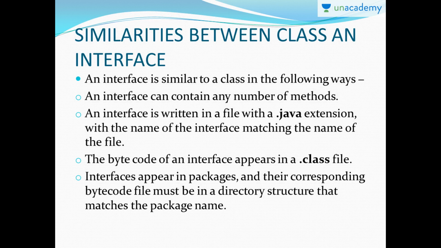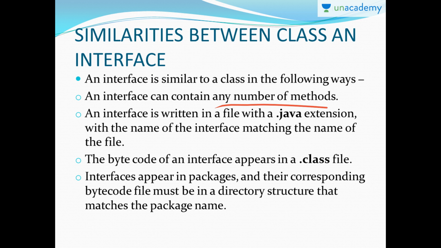So let's see now the similarities between the class and interface to understand it better. Basically, an interface is very similar to a class. It's just like a container which holds everything in it, and it can have any number of methods. There is no limit that you should have only a certain number of methods. There can be any number of methods.